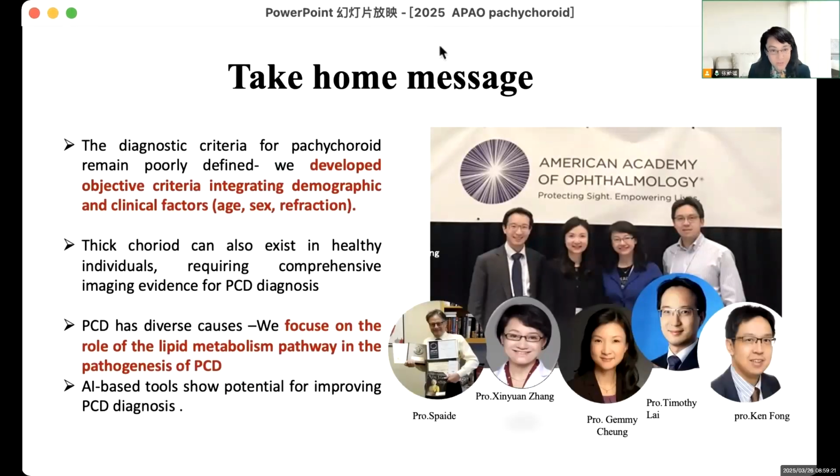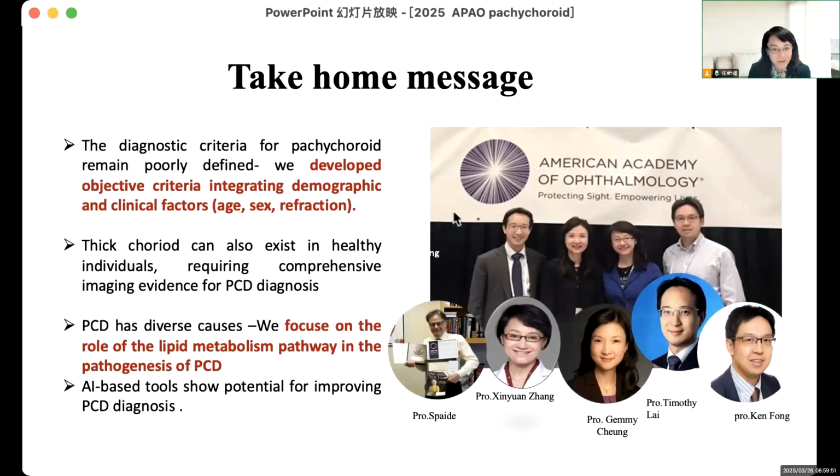Okay, so take-home messages. The diagnostic criteria for pachychoroid remain poorly defined. Our team developed objective criteria integrating demographic and clinical factors, including age, sex, refractive error, and anterior chamber depth. So thick choroid can also exist in healthy individuals, requiring comprehensive imaging evidence for PCD diagnosis.